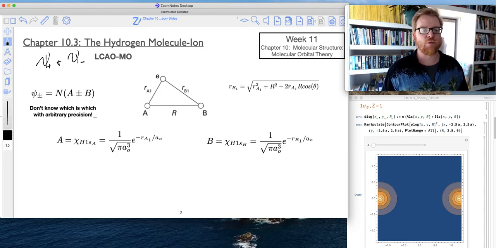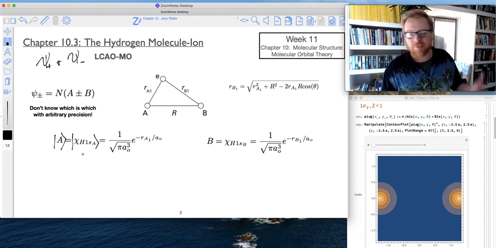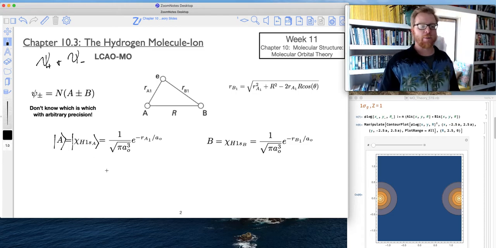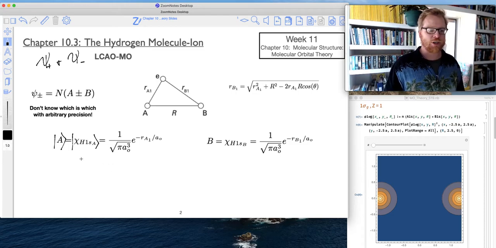Okay. And just to give you all of the nomenclatures that are used, A is a wave function, so I'll put the ket around it. And that's the same nomenclature as chi H1SA, so that is still a wave function. So chi is used in place of psi. I don't make this stuff up. I'm just the messenger.